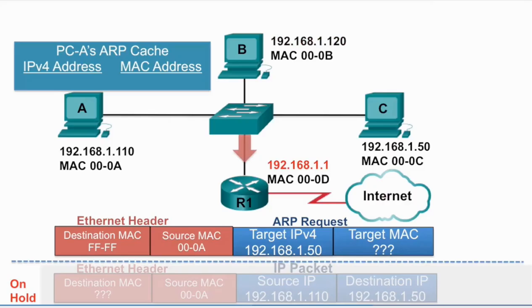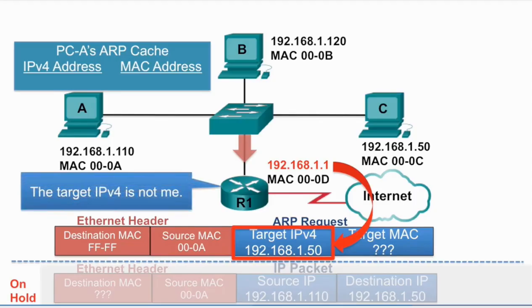The router R1 also receives this ARP request. Its ARP process examines its own IPv4 address and compares that against the target IPv4 address, and also realizes this is not its IPv4 address, so it does not need to send the ARP reply. By the way, routers will not forward ARP requests out other ports.